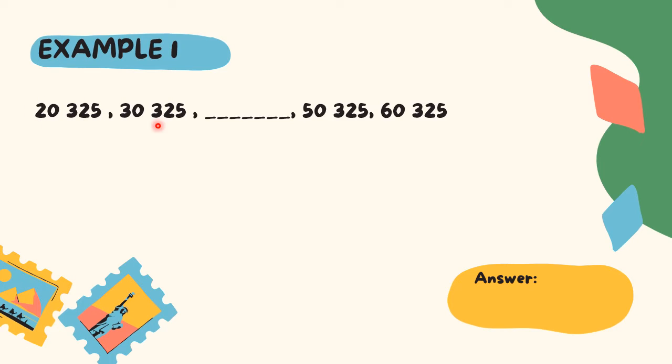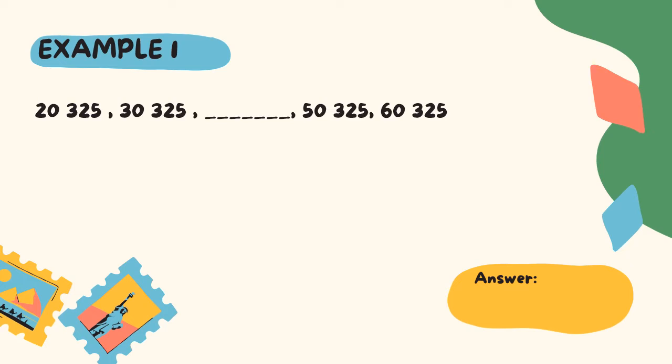Example 1, we have 20,325 as the first number. The second number is 30,325. Then we have a blank where we need to fill in. The fourth number is 50,325 and the last number is 60,325. For some of you, it is pretty much obvious. You can see it right away and you can just put in the number in the blanks. But it is safer if we can find the answer through step-by-step working.